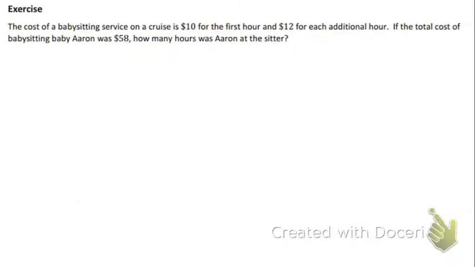Okay, here's an exercise just to finish off. I'd like you to use a tape diagram, as well as solving this algebraically, and let's see what you come up with. Not entirely dissimilar from what we've been doing, but a little bit different. Here's the exercise. The cost of a babysitting service on a cruise is $10 for the first hour and $12 for each additional hour. If the total cost of babysitting baby Aaron was $58, how many hours was Aaron at the sitter? How many hours? This is going to become our unknown, and that's what we're solving for. Go ahead and see what you come up with in terms of tape diagram and also algebraically, and come on back and let's see how you did.